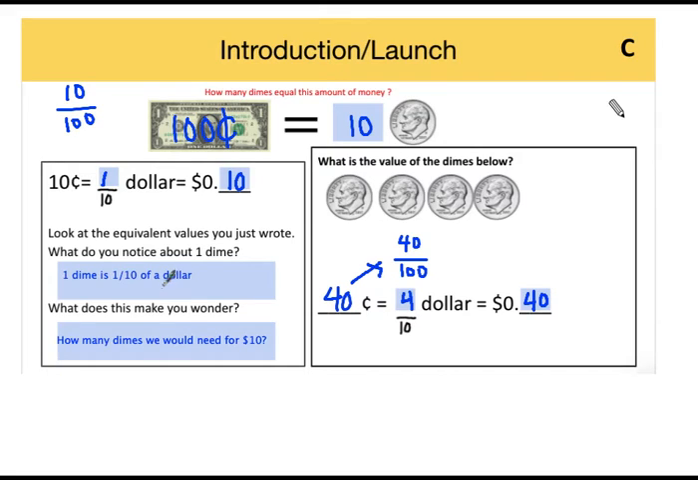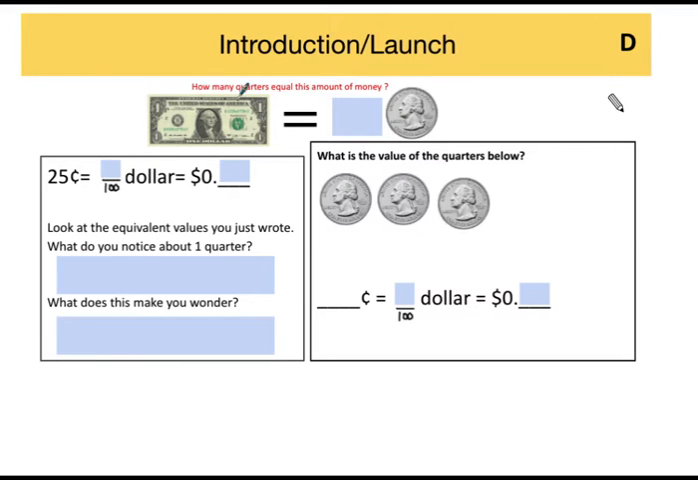All right, ready for another one? We're not looking at the penny, we're not looking at the dime, but now we're looking at the quarter. So again, same kind of question, how many quarters equal this amount of money? Like we just said, a dollar is worth 100 cents. So go ahead and complete the rest of this slide. When you're ready, go ahead and unpause.